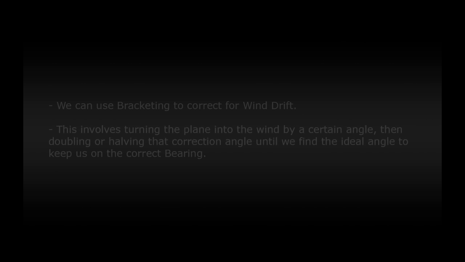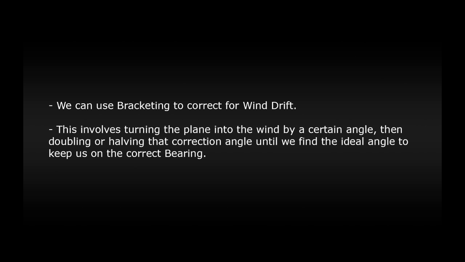Okay, so moving on to the last bit of the video, let's look at how we can account for wind when flying with the ADF. I'm going to use a technique called bracketing to find a suitable wind correction angle. This involves turning the plane into the wind and then doubling or halving that correction angle as necessary to keep the plane on the correct bearing.